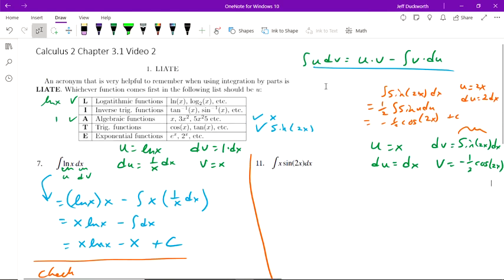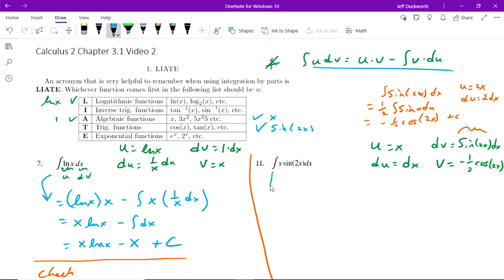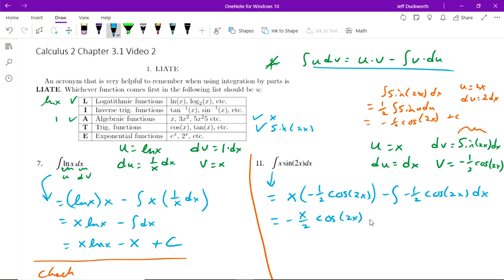And again, we're going to use this formula up top here. So now let me go to blue again, keep it consistent. So this equals u times v, so that's x times negative 1/2 cosine of 2x minus the integral of v. Well, v itself is negative 1/2 cosine 2x, and then times du, so that's our dx. I'll clean up this first part, so it's negative x over 2 cosine of 2x. And then this is going to be plus. We got two minuses here, so it's going to be plus.